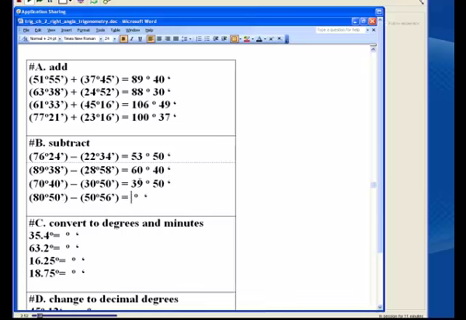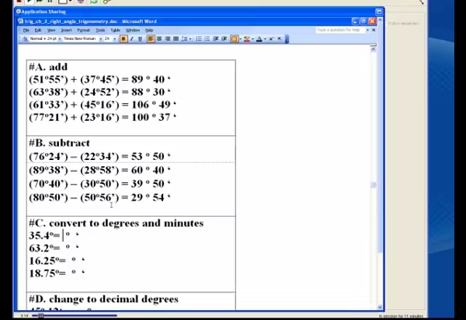80 minus 50 is 30. 50 minus 56, I have to borrow 1. So 110 minus 56 is 54. 29 degrees, 54 minutes.